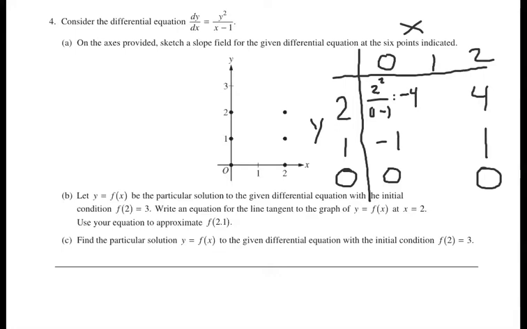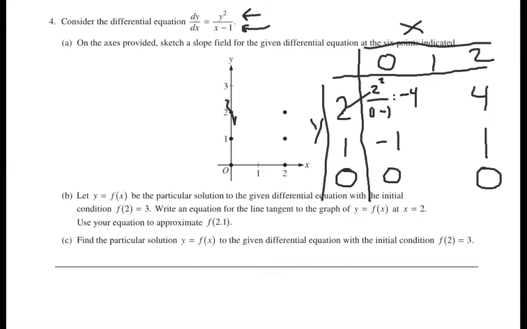Okay, for part A, I'm supposed to put my tick marks everywhere there's a dot. So I already have a table with X values across the top and my Y values down the side here. I plugged in this X value of 0 for that X, and that's where -4 comes in. So over here at 0, 2, I have a -4 slope, so I make a -4 slope.